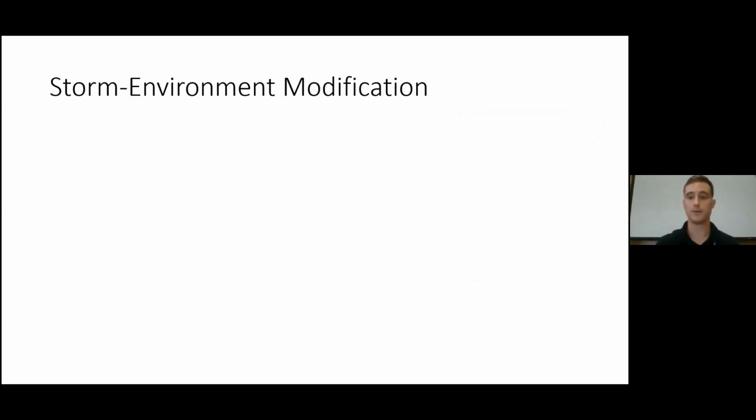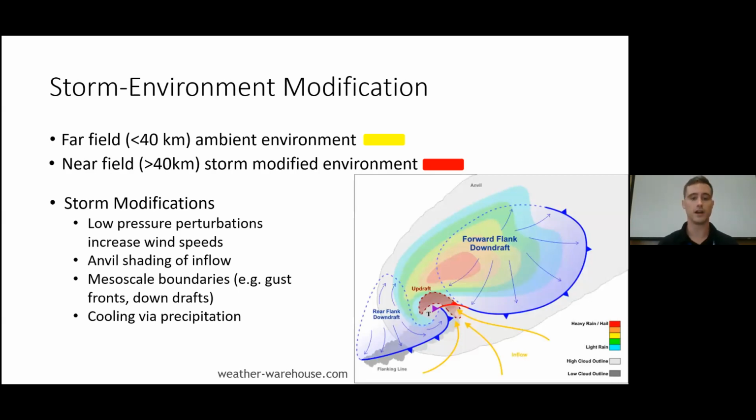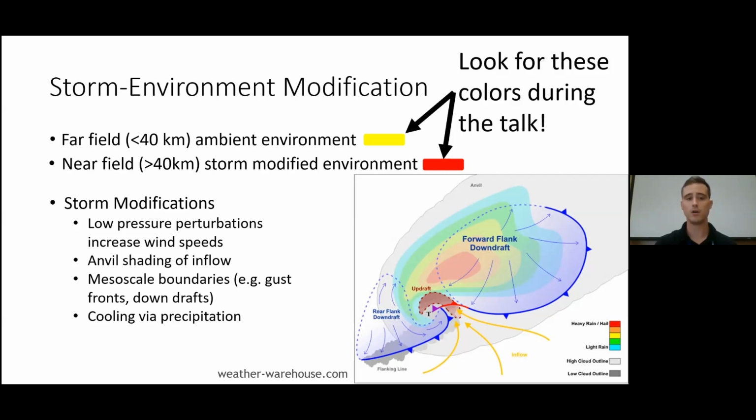I want to touch a little bit on the storm environment modification because I'll be talking about that a lot in this talk. I'm breaking the general environment between far field, which is outside of 40 kilometers from the updraft of the supercell, and the near field, which is inside of 40 kilometers. Now, this near field environment is typically storm modified through things like low pressure perturbations that are generated by the storm that'll increase the inflow wind speeds. You could have something like anvil shading that shades the surface and decreases insolation. And you also have mesoscale boundaries like gust fronts generated by downdrafts. And also you could have some cooling via precipitation into the inflow, things like this. So there's certainly this mechanism to look at here between the supercell and the environments. Also, the yellow representing the far field and the red representing the near field is consistent in the talk as well, so look out for those colors.